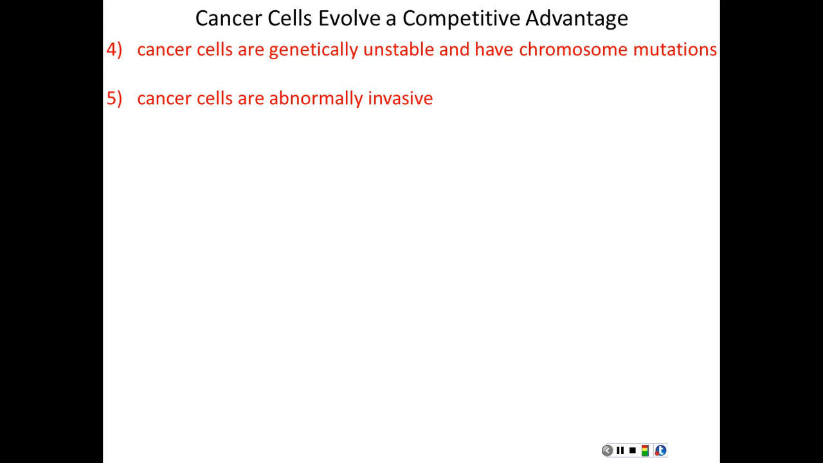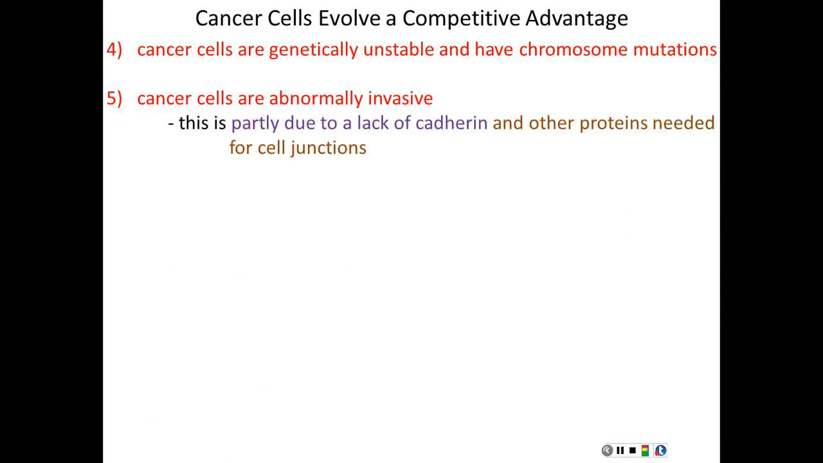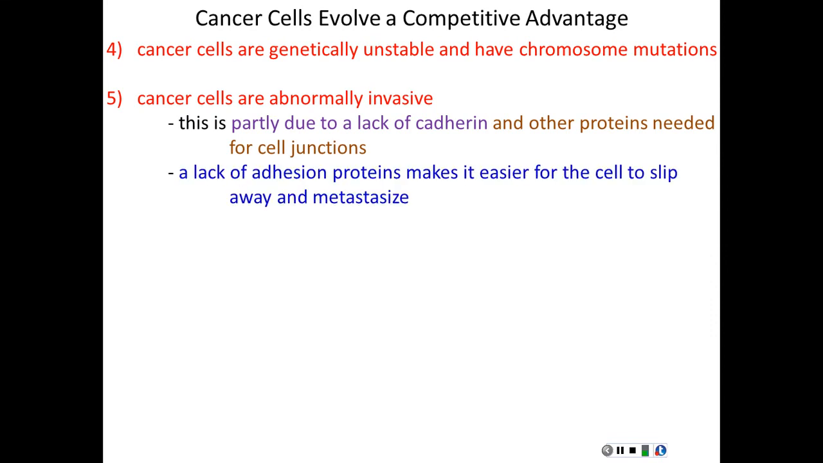Cancer cells are abnormally invasive. This is partly due to a lack of the cadherin protein we just talked about earlier, and other proteins that are needed for the cell junction as well. Lack of adhesion means that these cells are no longer part of a larger tissue. Lack of adhesion makes it easier for the cells to slip out of that tissue and metastasize. And how were these adhesion proteins lost? What do we mean we lost cadherin? Gene mutations. Promoter mutation. You no longer transcribe the cadherin gene.